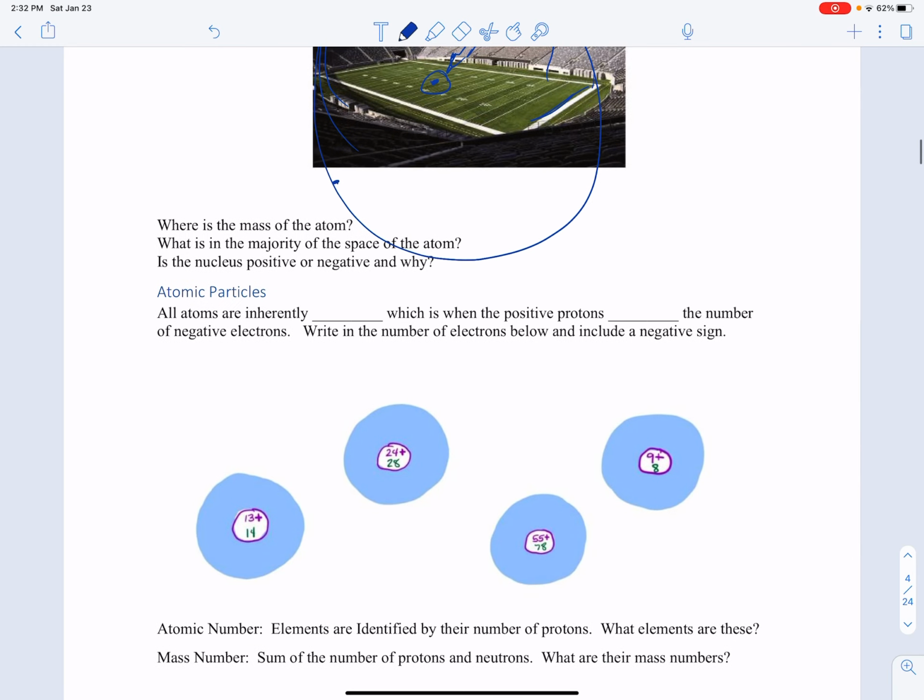So where's the mass of the atom? You want to say the mass of the atom is in the nucleus. Where's the majority of the space? Outside the nucleus. And your nucleus is positive because that's where the protons are.